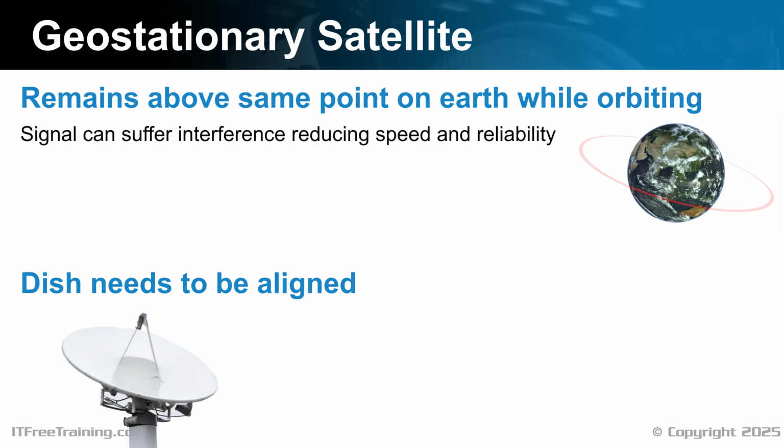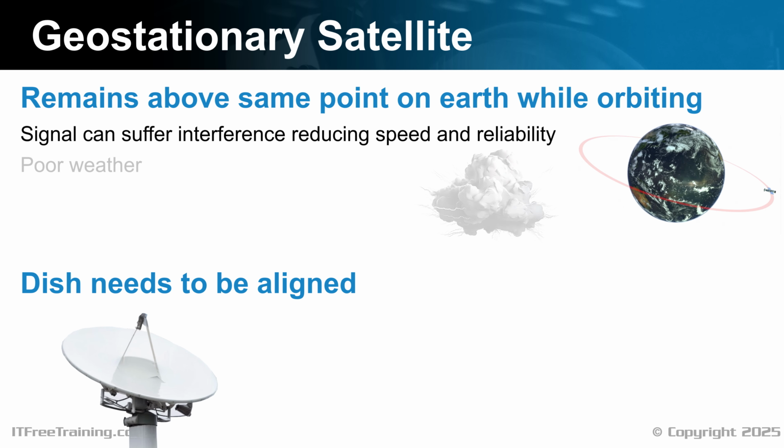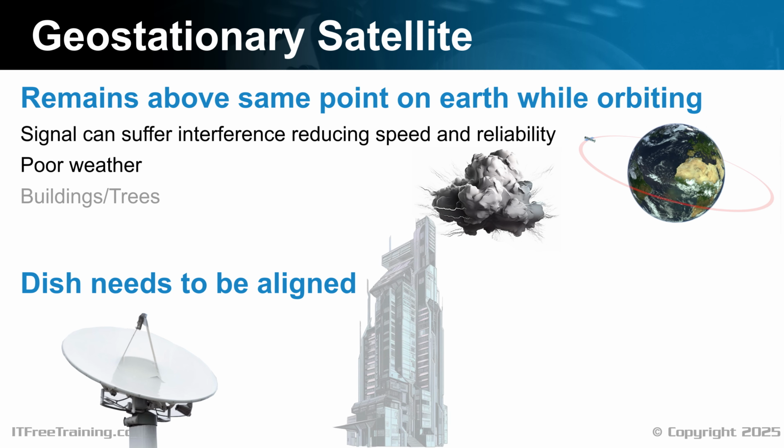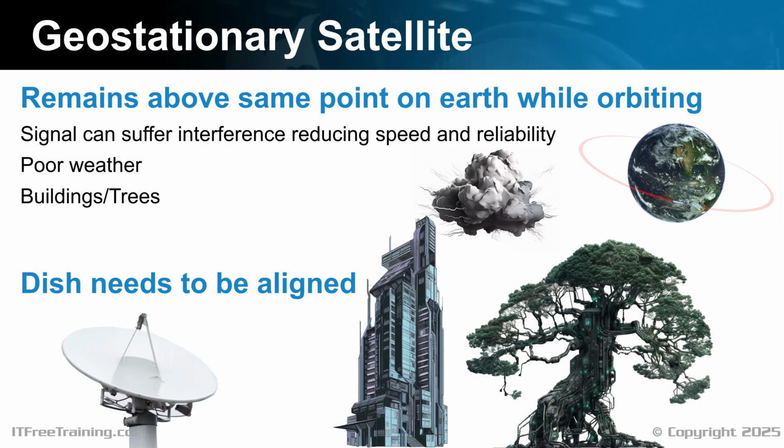The satellite can suffer interference, which reduces its speed and reliability. Things that can affect it include poor weather. For example, storms, rain, and even clouds can affect it. Buildings and trees in the way of the signal can affect it. When you choose a spot to install the satellite dish, you will need to make sure none of these are in the way. After installation, new buildings being built and tree growth in the way can affect your signal.